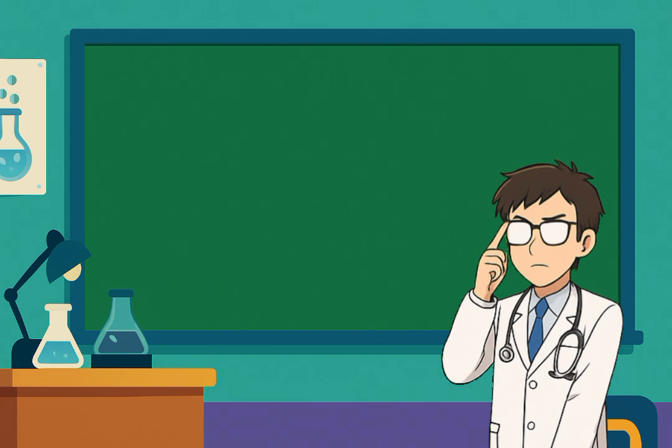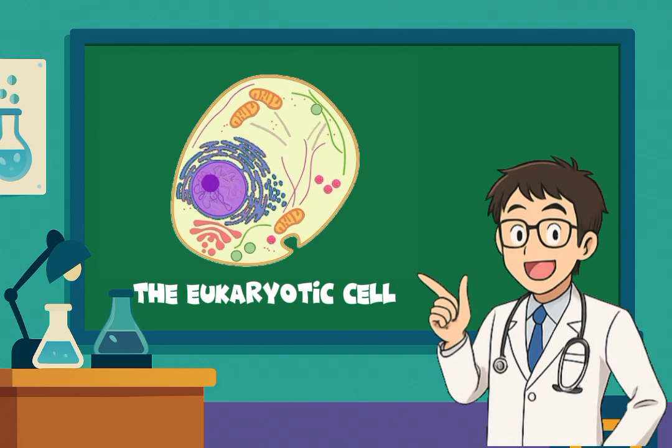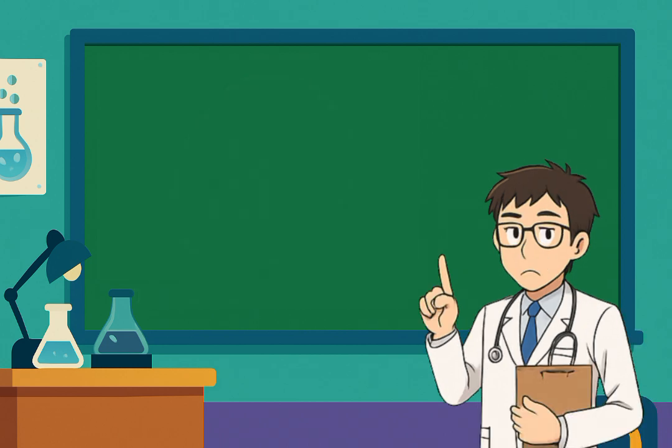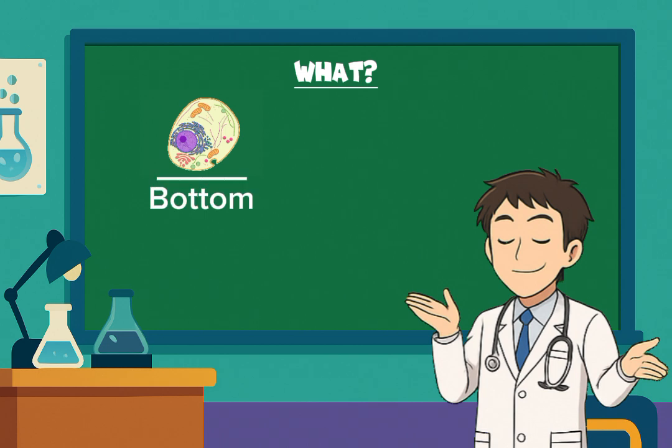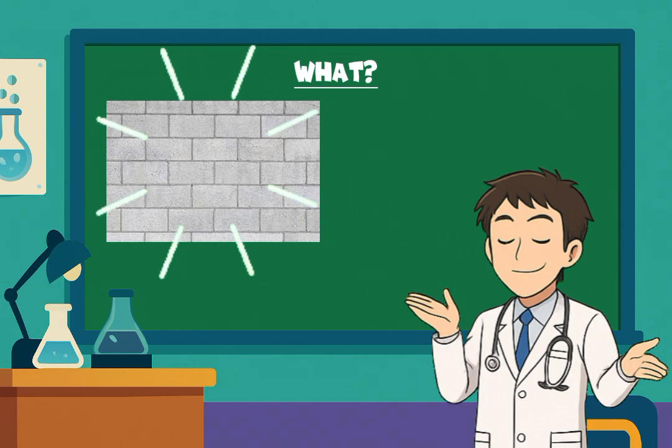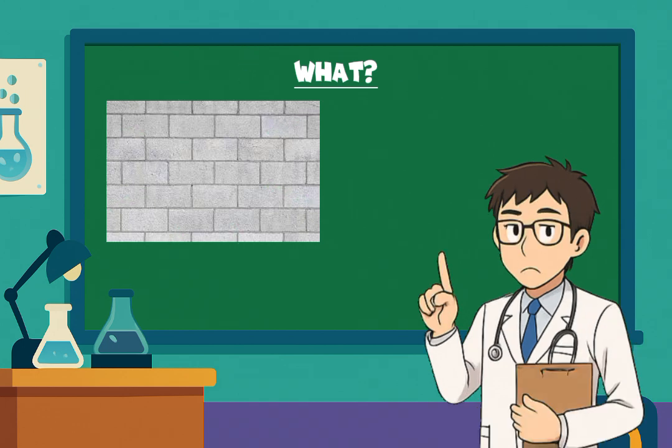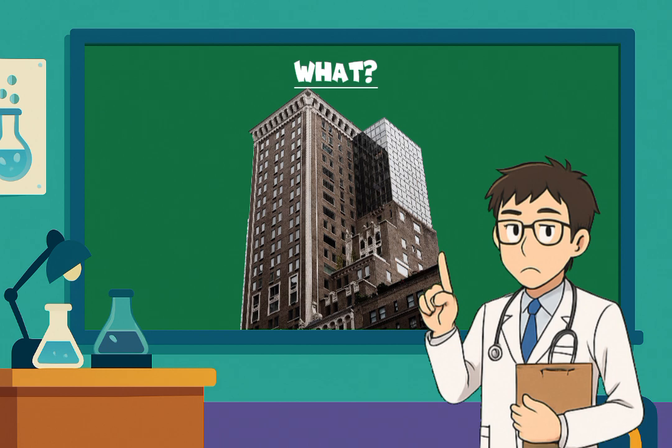So today we're going to talk about the eukaryotic cell. Now, before we talk about the eukaryotic cell, let's talk about what builds up this eukaryotic cell. At the bottom of this complexity, we have the building blocks of life. Imagine a whole building, a tall building.